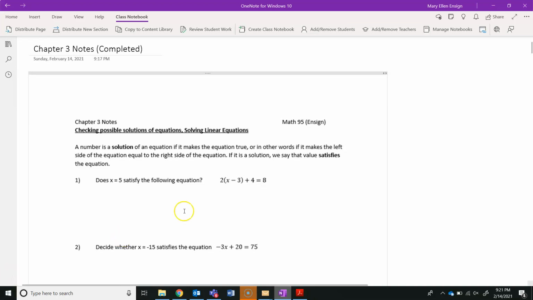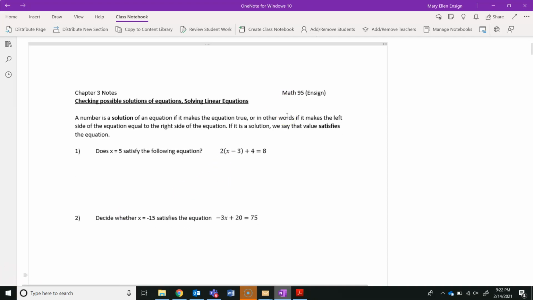Okay, so in chapter 3 here, we are moving on. We're using a lot of what we used in chapter 2 about distributive property and combining like terms. And we're going to put those together to talk about solving equations. So we'll be solving linear equations, we'll be solving linear inequalities. There aren't as many different topics as there were in chapter 1, but we're going to be putting a lot of things together in these topics.